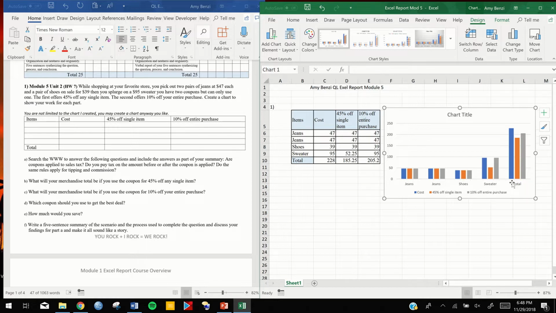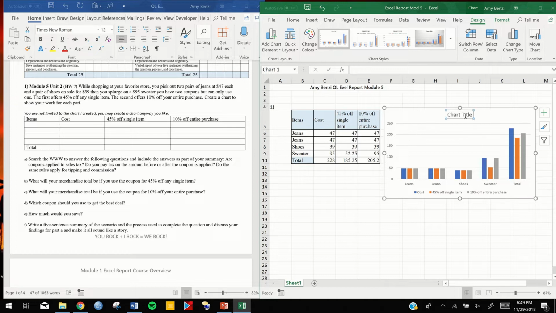And then on our totals, we can clearly see the total cost for the blue, so that's without a coupon. And then the orange is the 45% off coupon. And then this beige color, gray, whatever, is the 10% off coupon. So now, instead of looking at a bunch of numbers, I can look at a glance and see which is the best deal. It's clearly the orange, right? The total outcome for the orange is the best deal.